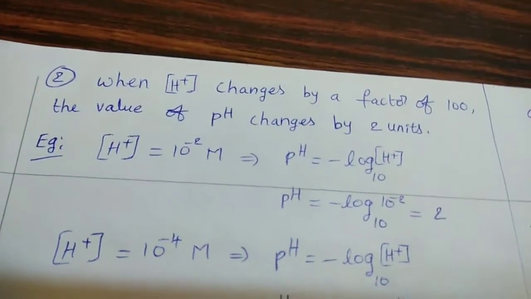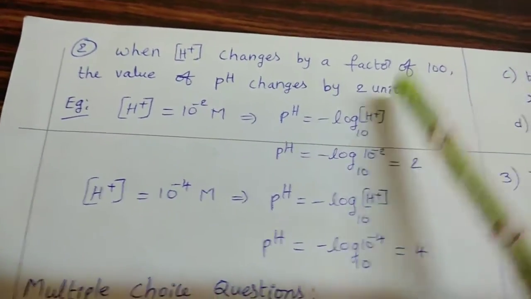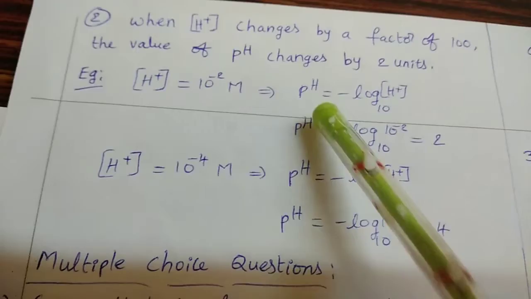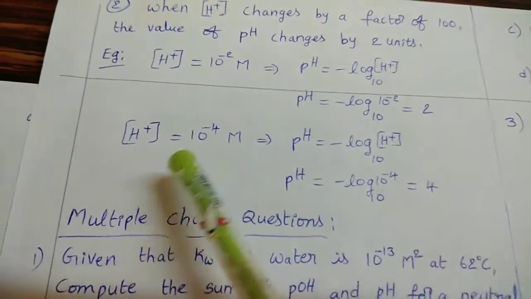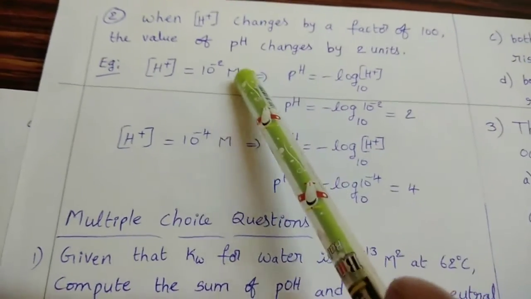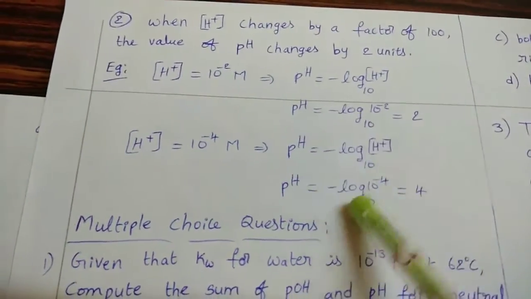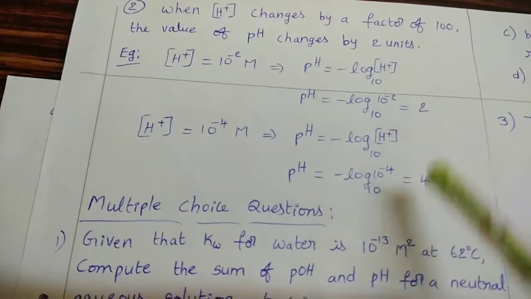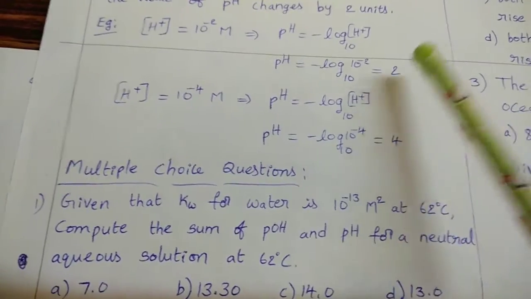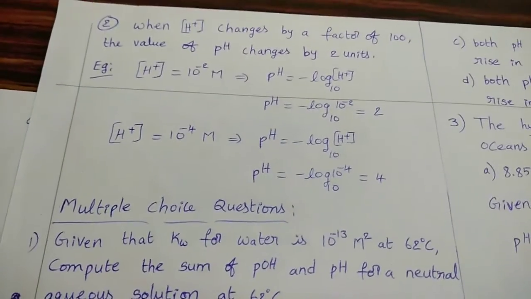When H plus ion concentration changes by a factor of 100, the value of pH changes by 2 units. See this example. H plus ion concentration 10 power minus 2 molar, related pH value 2. H plus ion concentration 10 power minus 4 molar, related pH value 4. Here difference is 100 in case of H plus ion concentration, but related pH values difference how much? 2 units. In this case pH value 2, in this case pH value 4. What is the difference? Just 2 units. So understand this relation. Based on this, multiple choice questions will come.